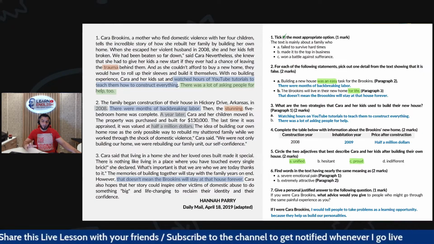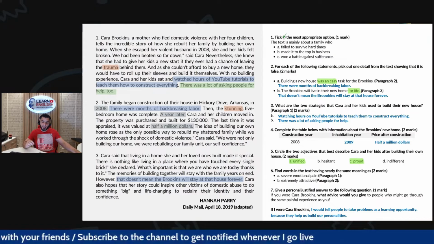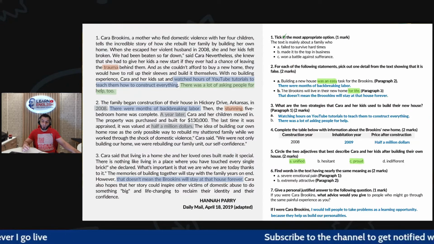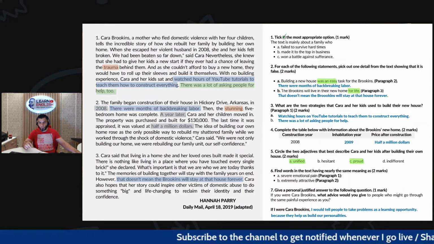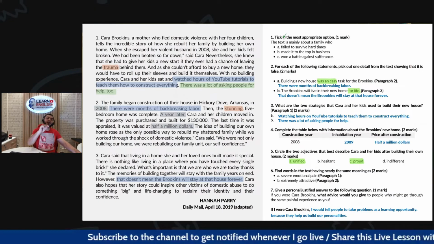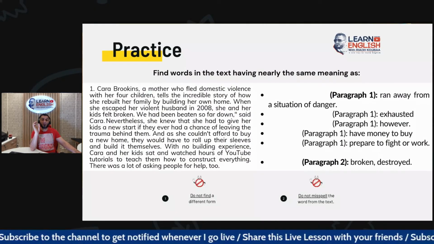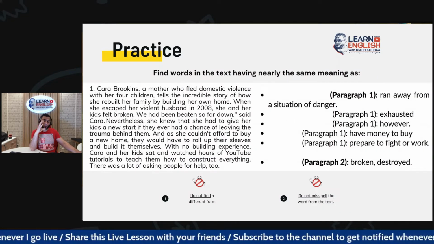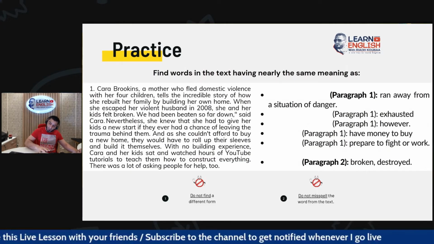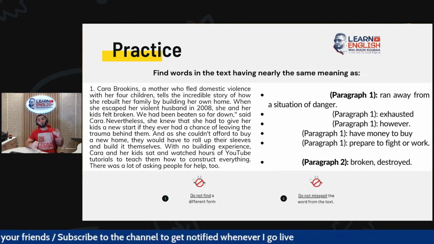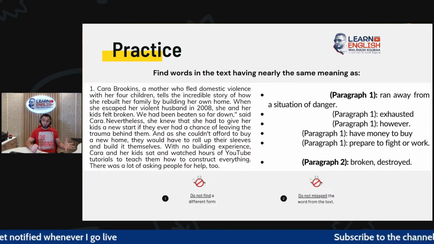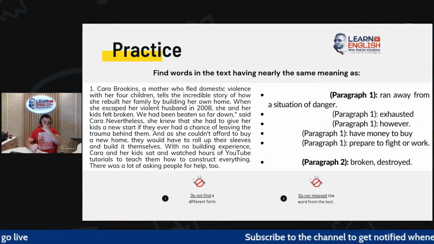Question number 6. Find words in the text having nearly the same meaning as severe emotional pain from paragraph 1, extremely attractive from paragraph 2. Before answering this question, we are going to move to a practice section. We are going to practice with some other words, and then we will go back to the exam questions and ask you to find the answers.